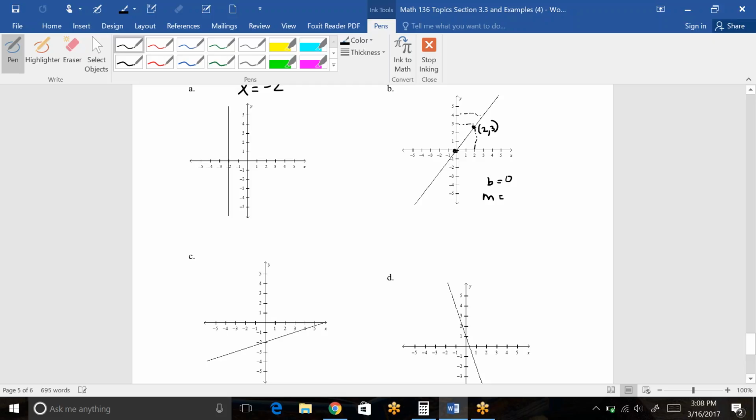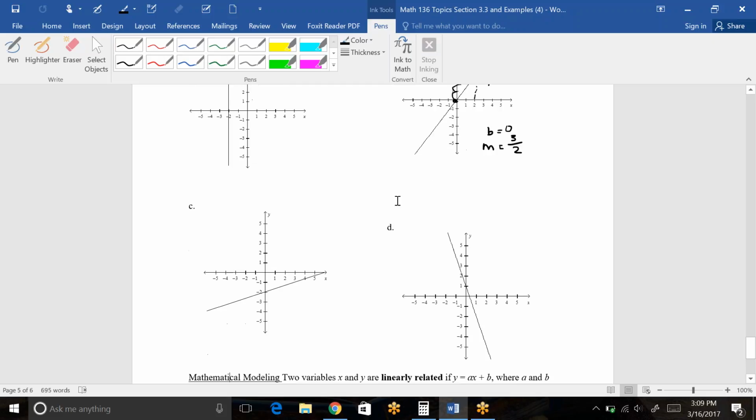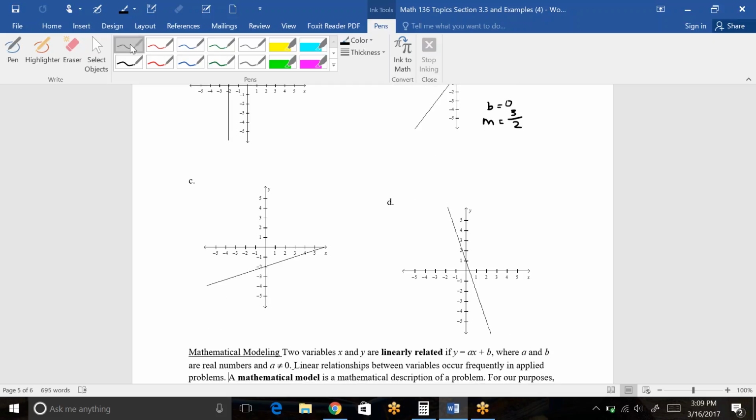So if we have 2 points, we can count the slope. So that's up 1, 2, 3. That's up, so that's a +3 on top, and right 2. So this would be the line y equals 3/2 x plus 0, but you don't really need to write plus 0. So just y equals 3/2 x. Okay, let's look at C.